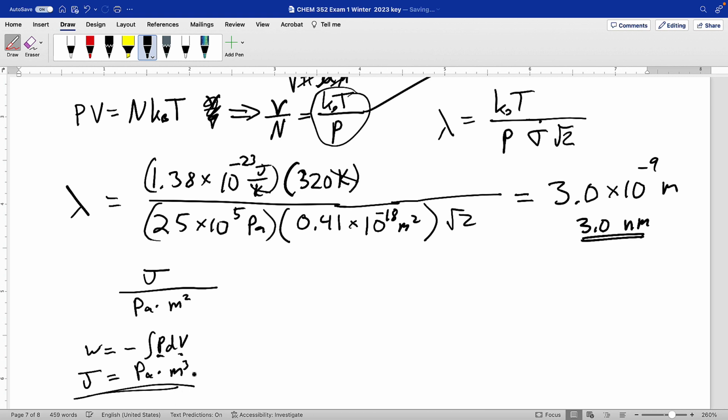So if we take that, we could put that in for our joule. We've got a pascal times a meter cubed over a pascal times a meter squared. So the pascals should cancel, and that just gives you units of meters. And that's what we have. So the units do work out.